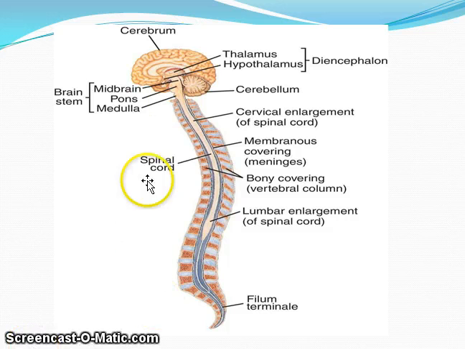Next, here this is the brain and this is the spinal cord. So these two comprise the central nervous system. Peripheral nervous system will deal with the cranial nerves and the spinal nerves. Mostly they deal with the sensory inputs.